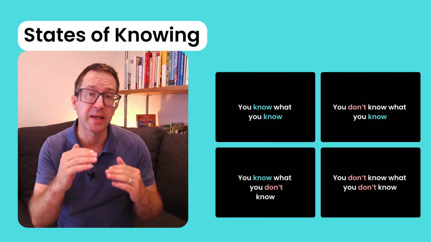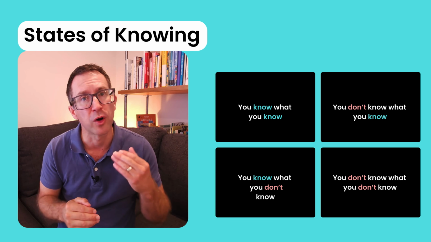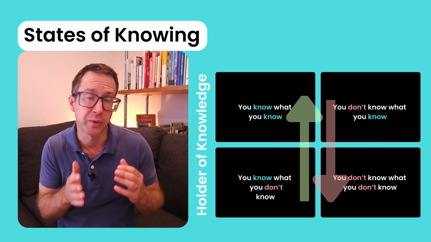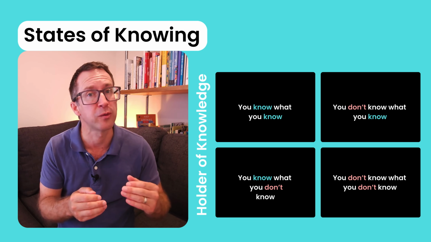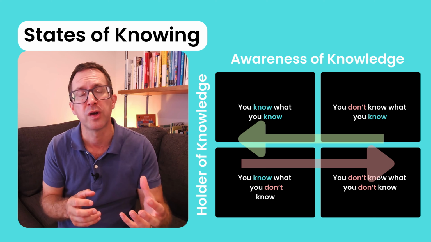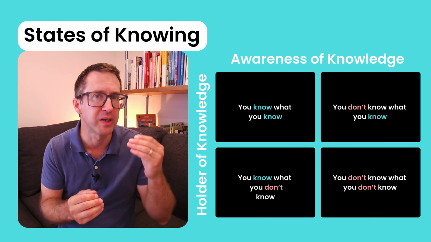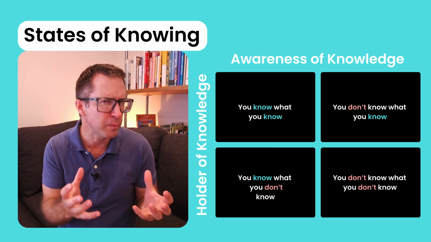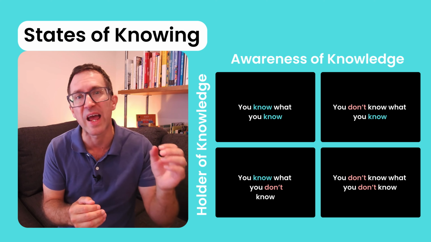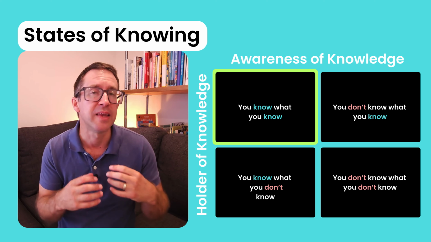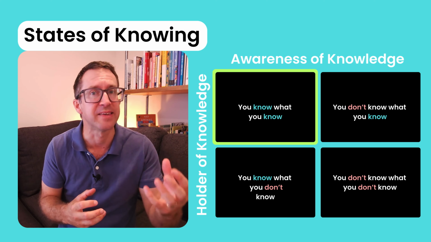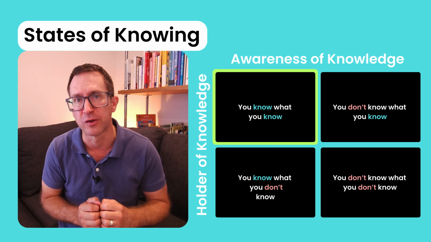When we examine each of the rows, we'll see whether we are a holder of knowledge or not. When we examine each of the columns, we'll see whether we have an awareness of knowledge or not. What we are looking at is the combination of each of these, with the ultimate goal of having both the knowledge and the awareness of the knowledge. That's when we can really lean towards understanding and the application of that knowledge.